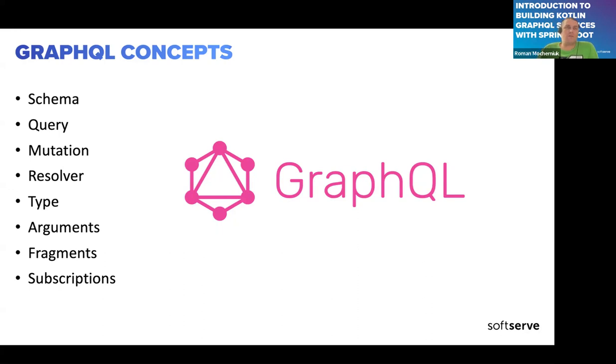Okay, type. We have two kinds of types in GraphQL. There are object types, where we can create our own types and add new fields to them. And there are simple types like string, boolean, or integer. Arguments are the input parameters of the query we want to send in our request.